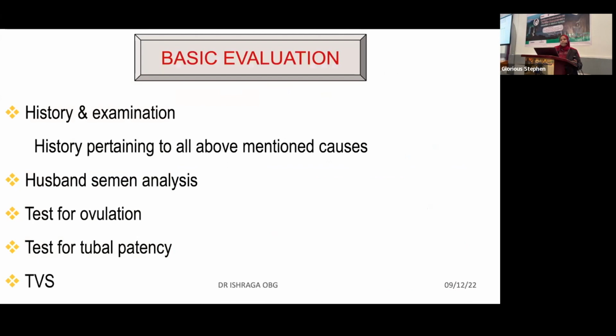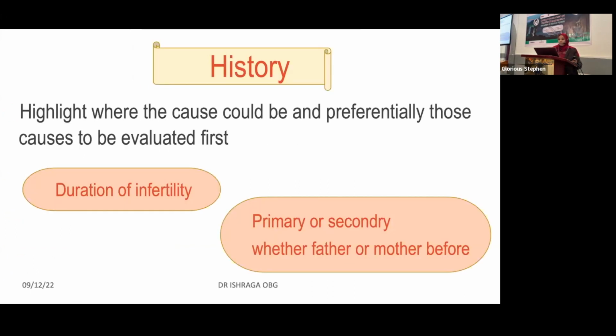Basic evaluation: history, examination, history pertaining to all above-mentioned causes, husband semen analysis, test for ovulation, test for tubal patency, and transvaginal scan. Coming to history, history will highlight where the cause could be, and preferentially those causes are to be evaluated first. We start with the duration of infertility, for how long they were trying, and whether it is primary or secondary, whether she has mothered a baby or he has fathered a baby.